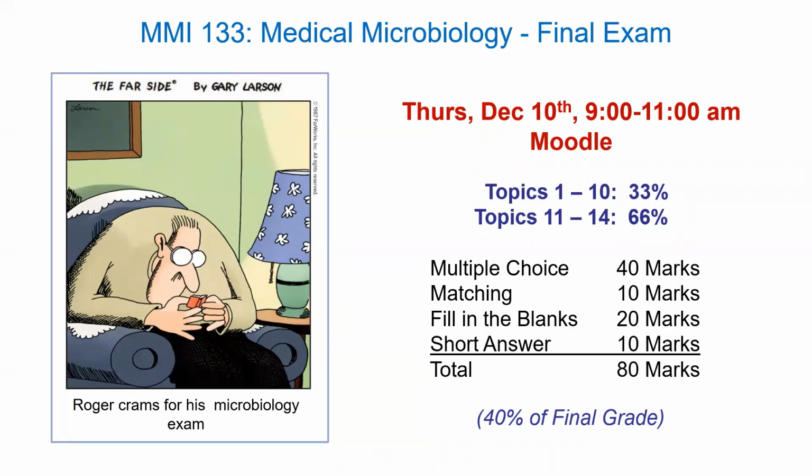So usually when I put this together, this is what I did last year. I usually don't deviate from the plan too much. I might tweak things just a little bit. Maybe I can't come up with enough fill in the blanks questions, so maybe I make it out of 15 and put the other 5 marks somewhere else. But usually I don't deviate from this plan too much.